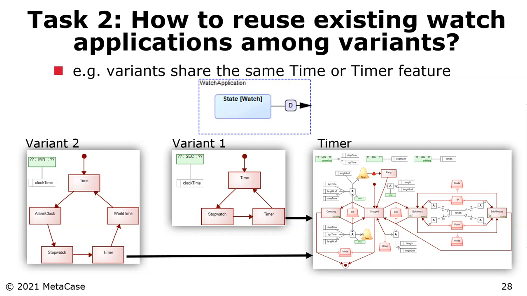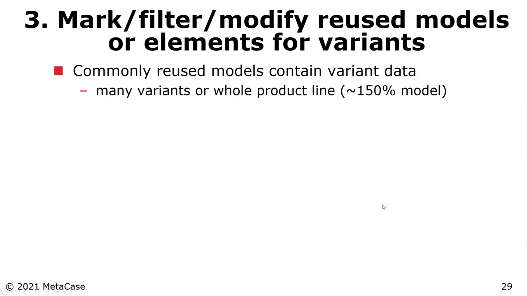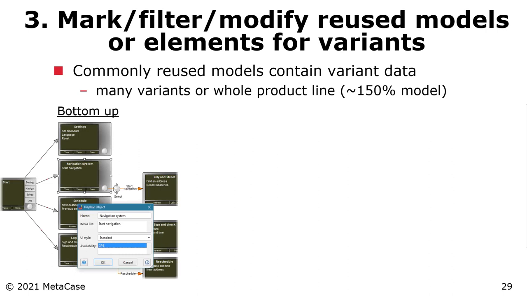And then the third category, where rather than adding capabilities to reuse, were approaches where companies create models and want to express a whole product line. People call this a 150% model, so a model that expresses more than a single variant. And in that model, they add information about the variation. And it can be bottom up or top down.